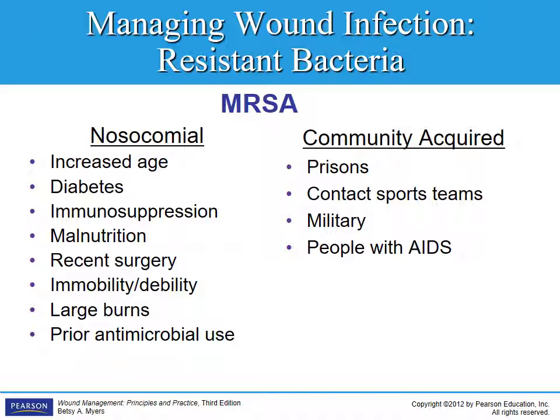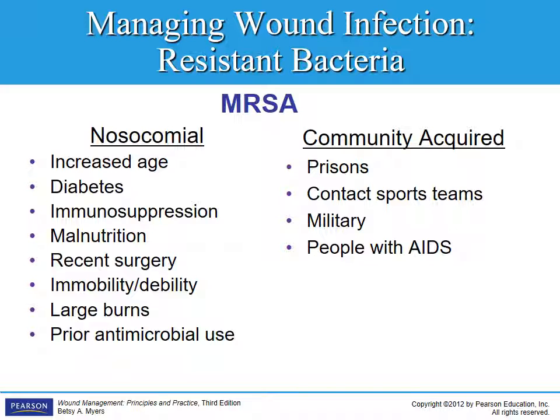All right, so now we'll talk about a few types of resistant bacteria. One of the most commonly known is MRSA, methicillin-resistant Staphylococcus aureus. You can get it in the hospital, meaning nosocomial, or it can be acquired in the community. Those in the hospital who acquire MRSA usually have an increased age, they're diabetic, immunosuppressed, malnourished, they may have had a recent surgery, they have immobility or they're debilitated, large burns, or they had prior antimicrobial use.